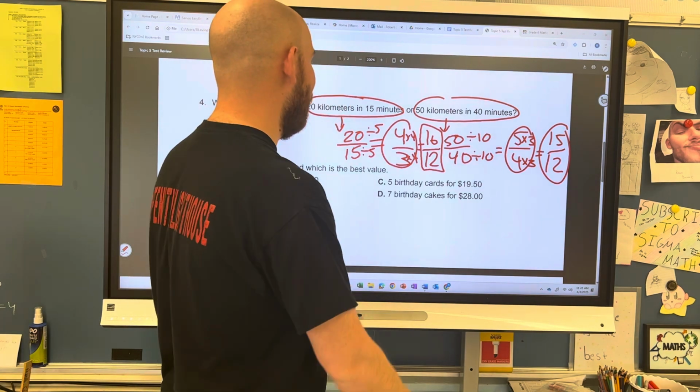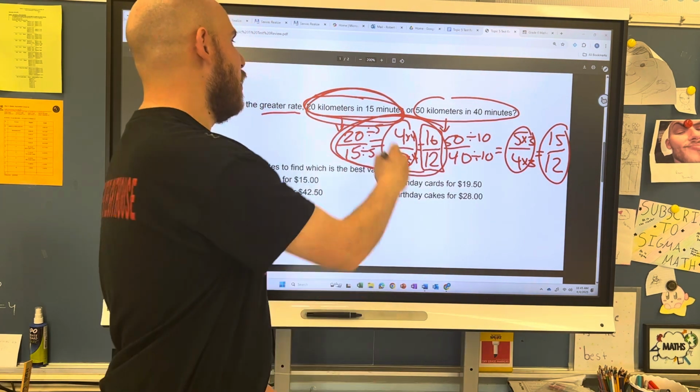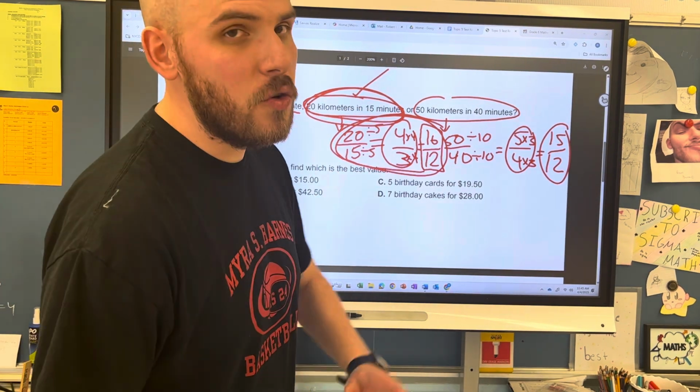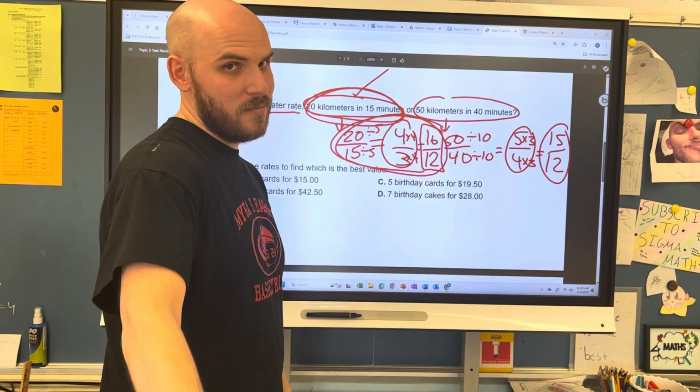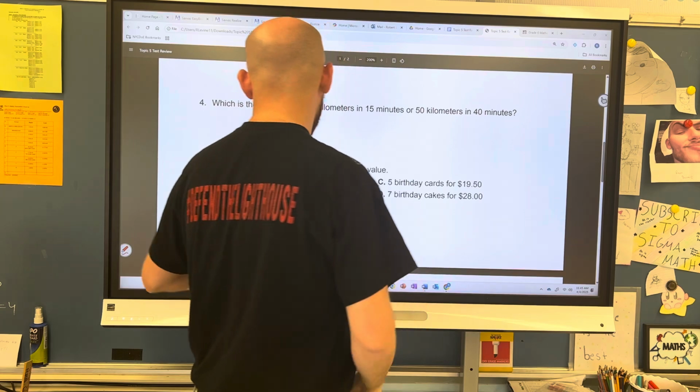16, you're a smart one. So that means this one is the greater rate. This one right here, 20 kilometers in 15 minutes. So you could do like denominators. If you want to do it a different way, you could just divide. See which one has the bigger decimal. Don't say I never told you anything. You're lucky. On to the next one.